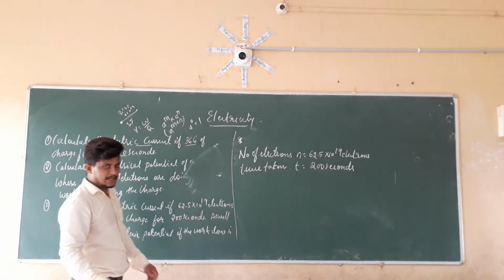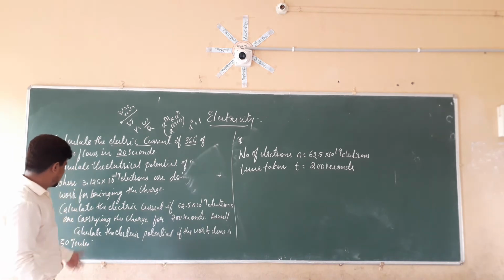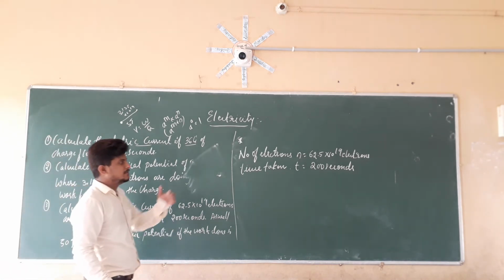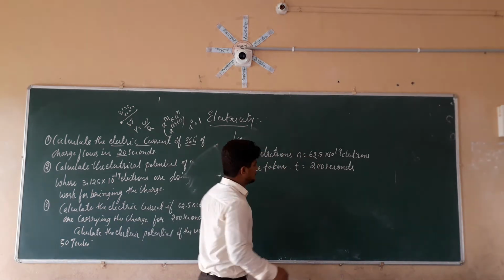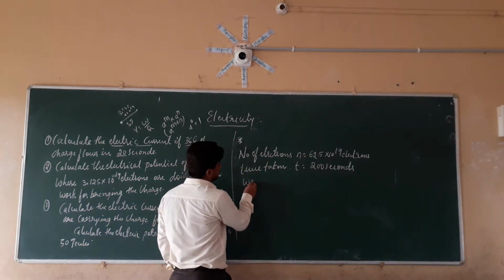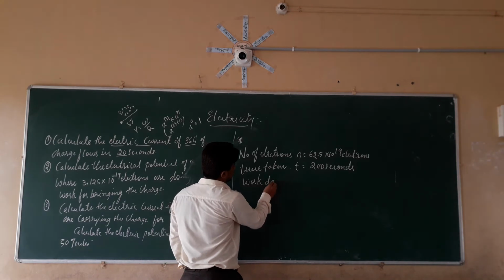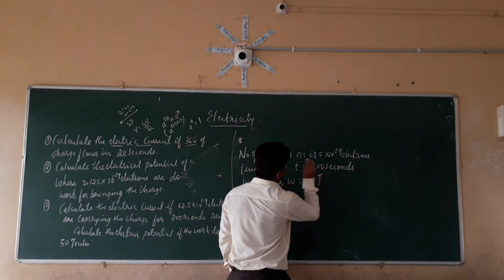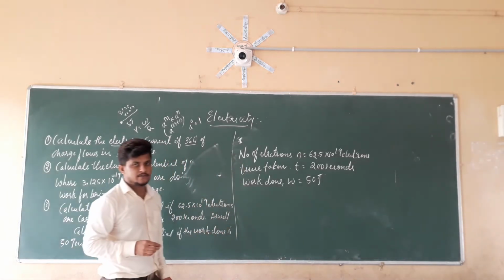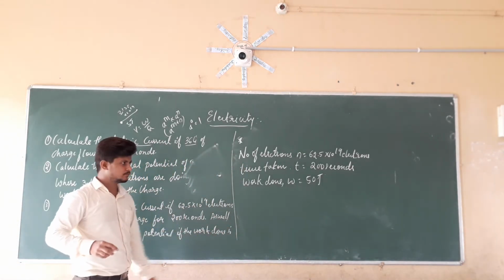Next, what is given here? They are given the work done by this number of electrons to carry the charge from one point to another point. So the work done, W, is equal to how much? It is given as 50 joules.